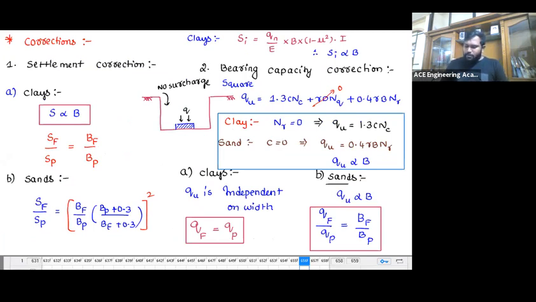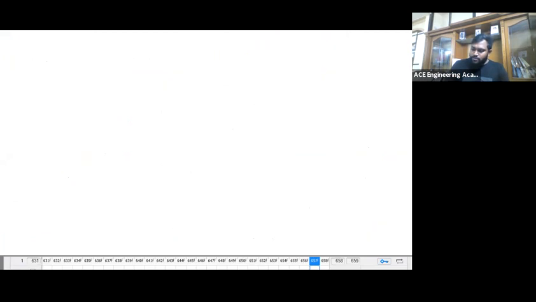The units used are meter only. It's up to you. If they give in meters, we maximum use meters only. Now let's see a question based on this.